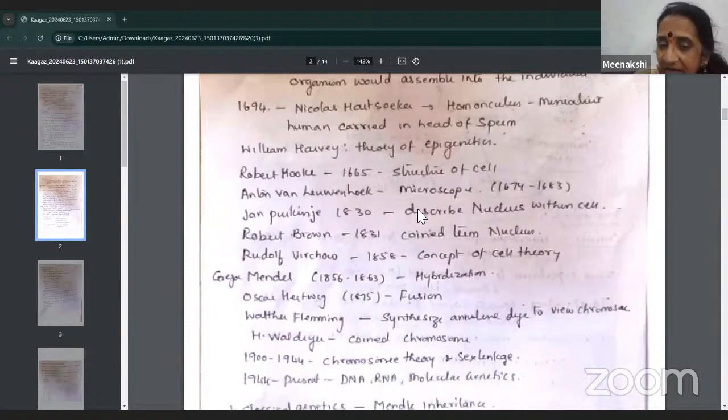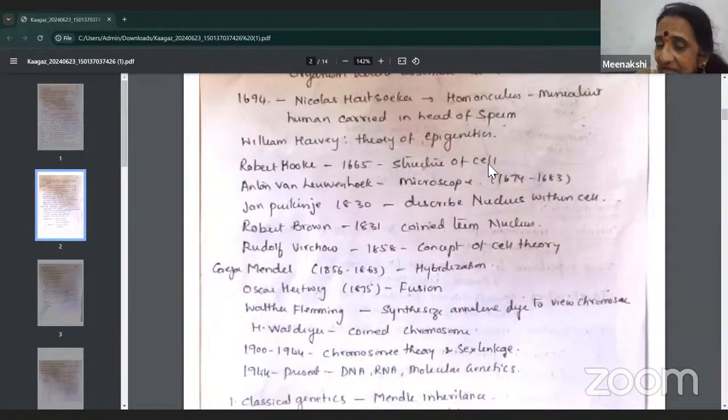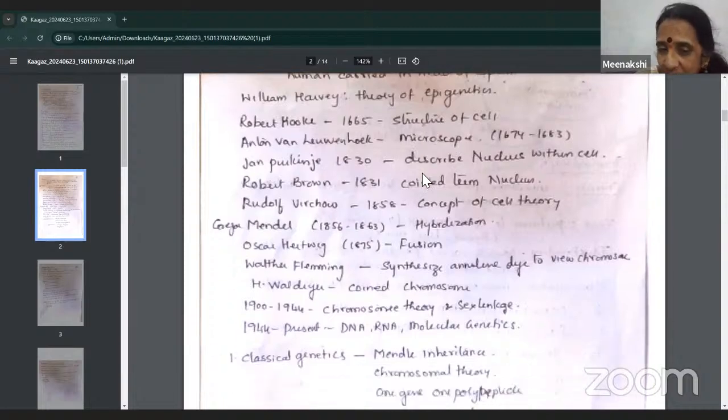Then Robert Hooke discovered the structure of a cell under the microscope. He saw the corpuscle, which is made up of small units called cells. So he is known for giving the structure of a particular cell. Anton van Leeuwenhoek is the one who started using the microscope, which revolutionized the entire molecular study structure. Jan Purkinje described the nucleus within the cell.